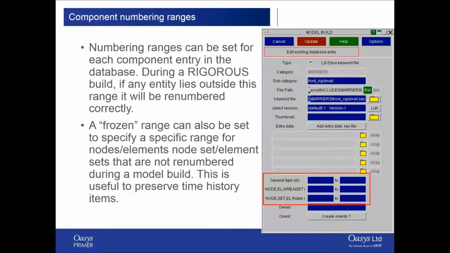Now, I mentioned this previously, but you can also set numbering ranges for each component in your database. This is then used, as I said, during the build. So if any entity lies outside the range, it will be renumbered correctly. There's also a frozen range here, which is quite useful for preventing things from being renumbered during a build process. That might be database history nodes you want to prevent from being renumbered. So you can specify a range to put those in here, which can help.